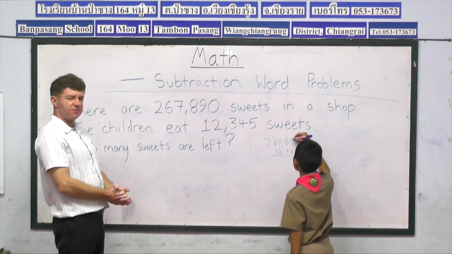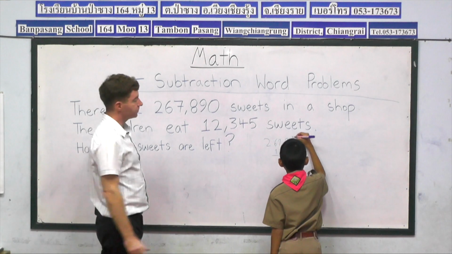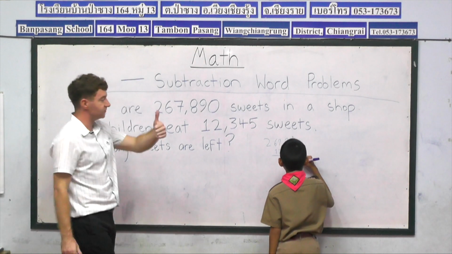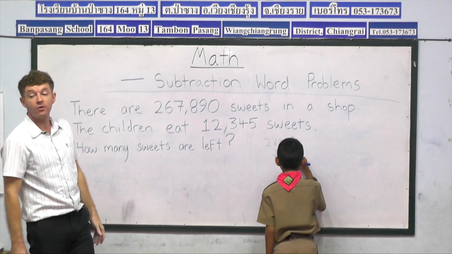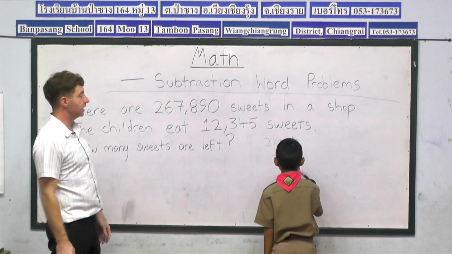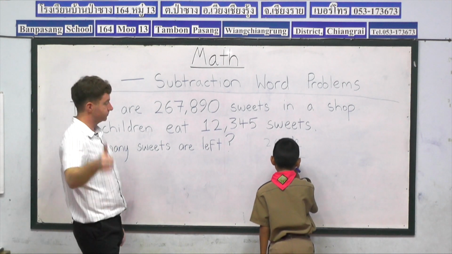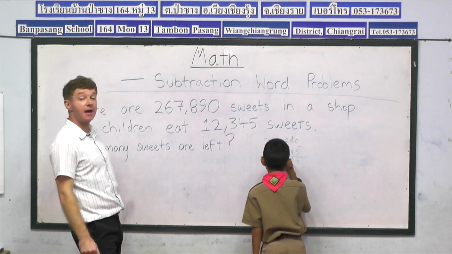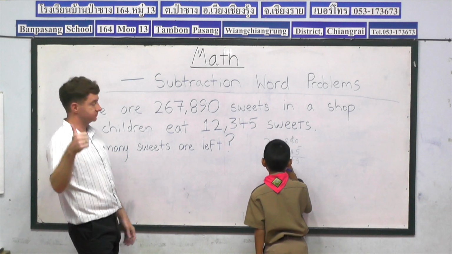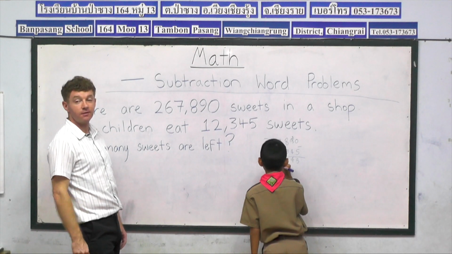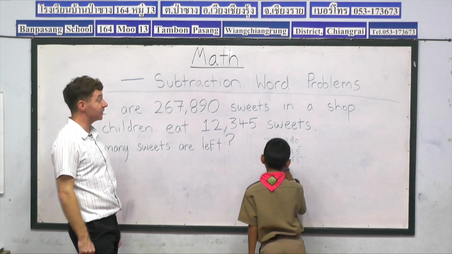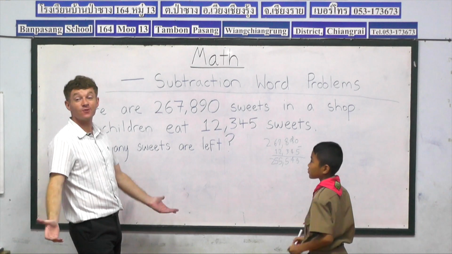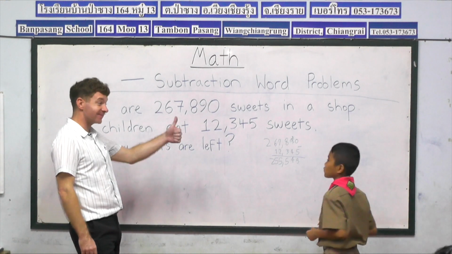0 minus 5. Borrow. We need to borrow. So 10 minus 5 equals 5. 4. 8 minus 3 equals 5. Comma, 7 minus 2. 6 minus 1 equals 5. And then 2 minus nothing, 2. Pangpon, excellent and very quick.